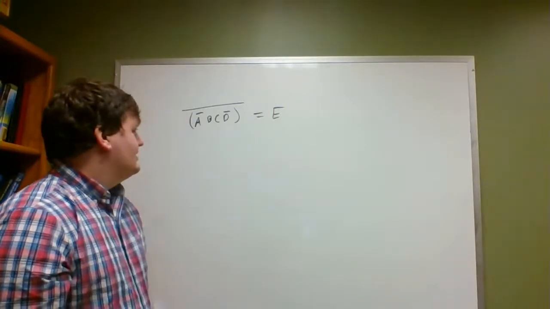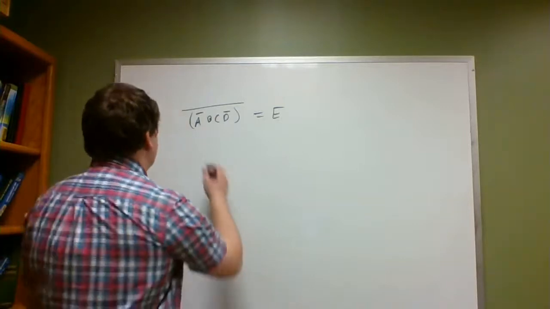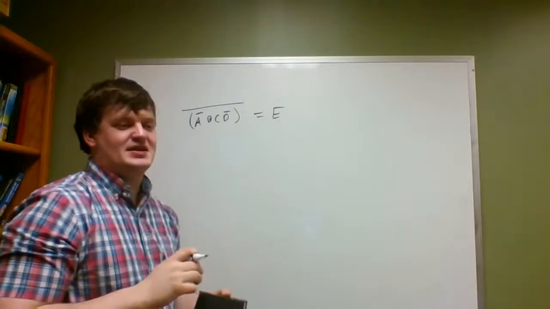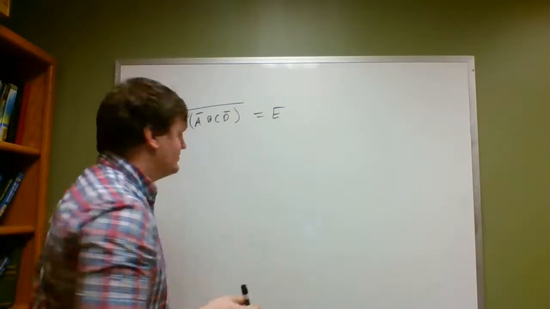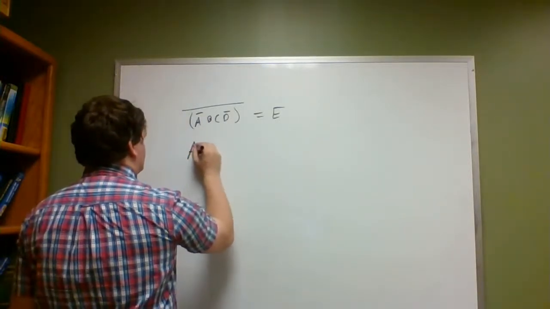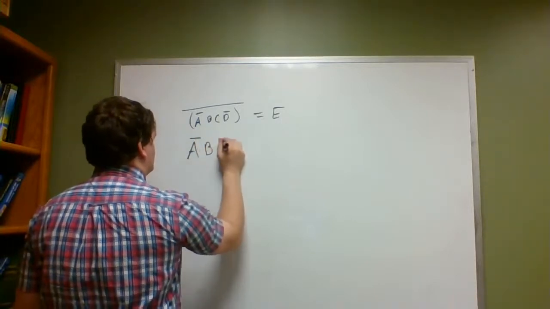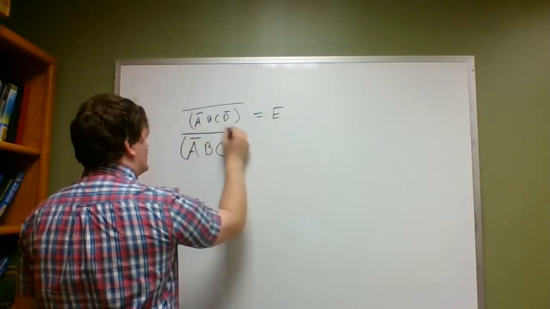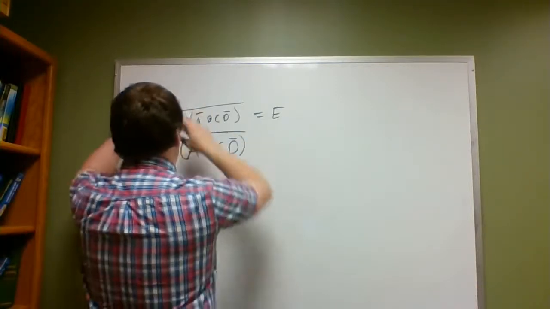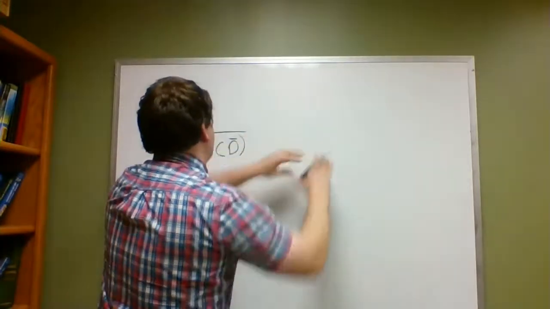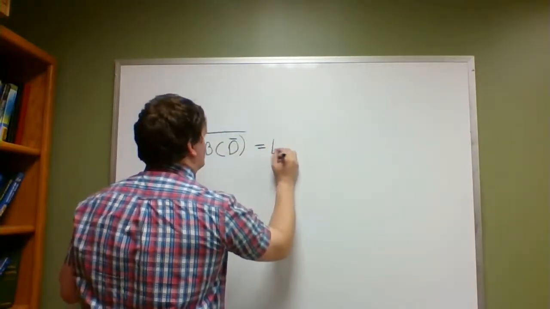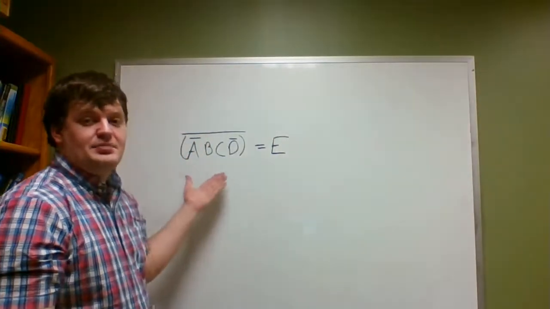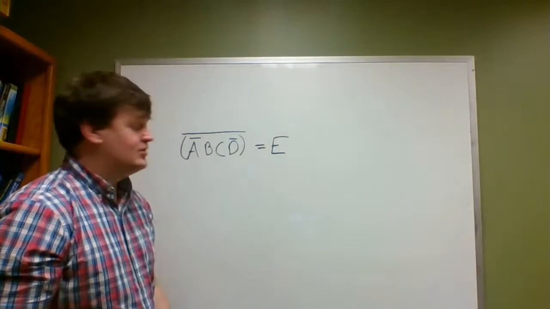Well, let me write this a little bit bigger. I'll write the same thing, this time actually bigger. So not A, B, C, not D, put it in parentheses, and then we not the whole thing, equals E. What does this do?